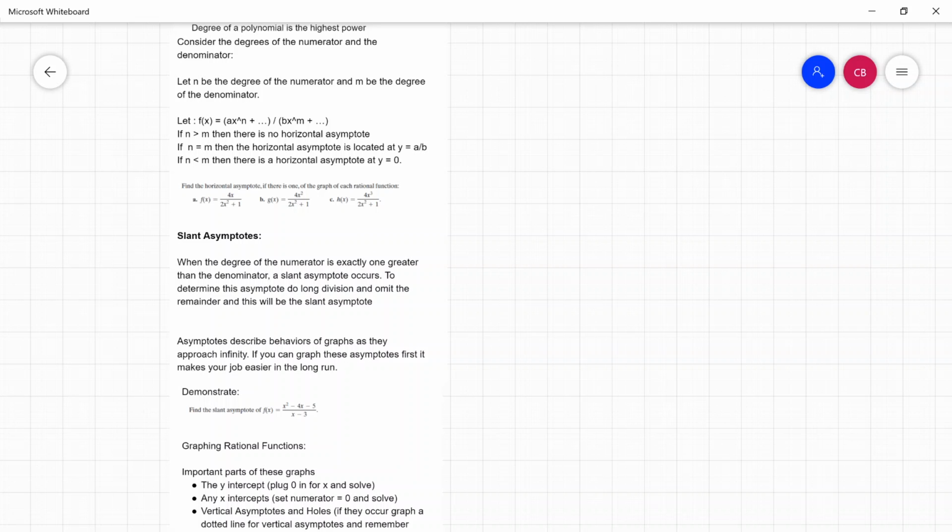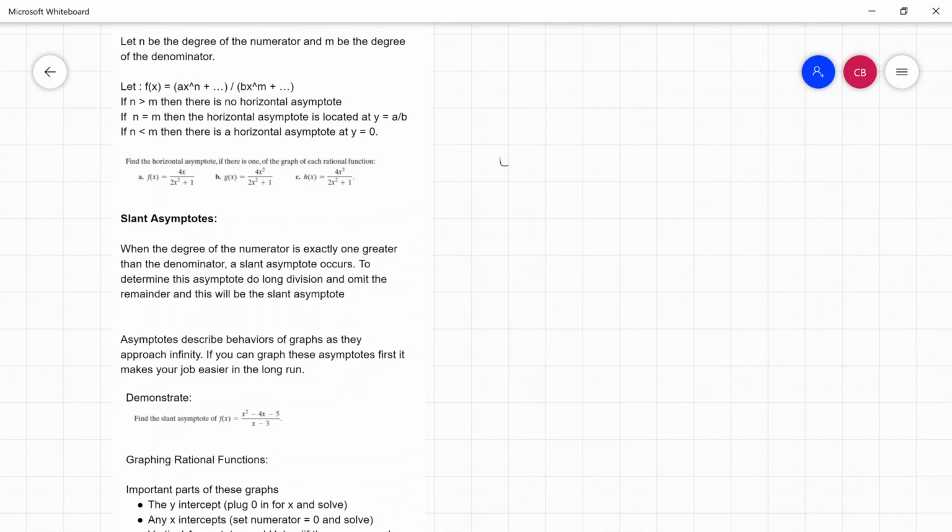And so let's look at horizontal asymptotes. We have 4x over 2x squared plus 1. Degree of the numerator is 1. Degree of the denominator is 2. Therefore, y is equal to 0 is your asymptote, which means the x-axis is your asymptote.